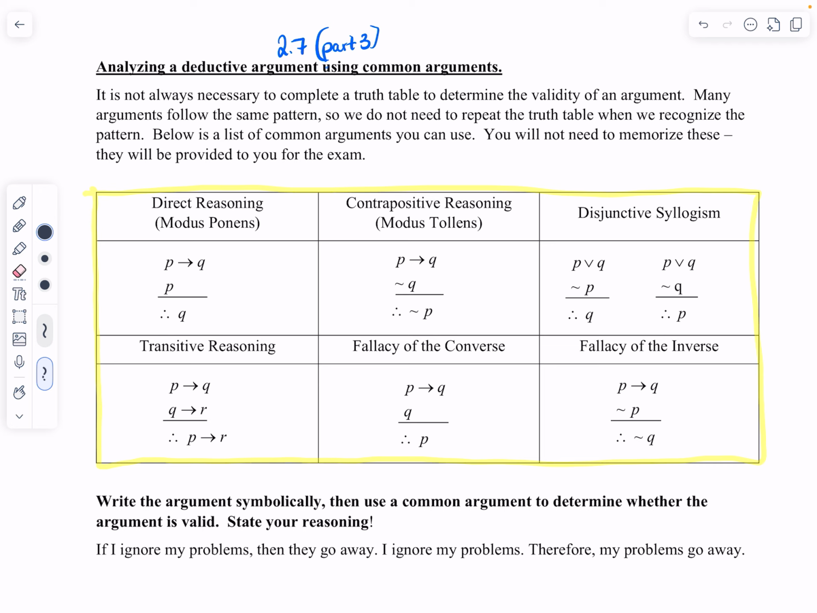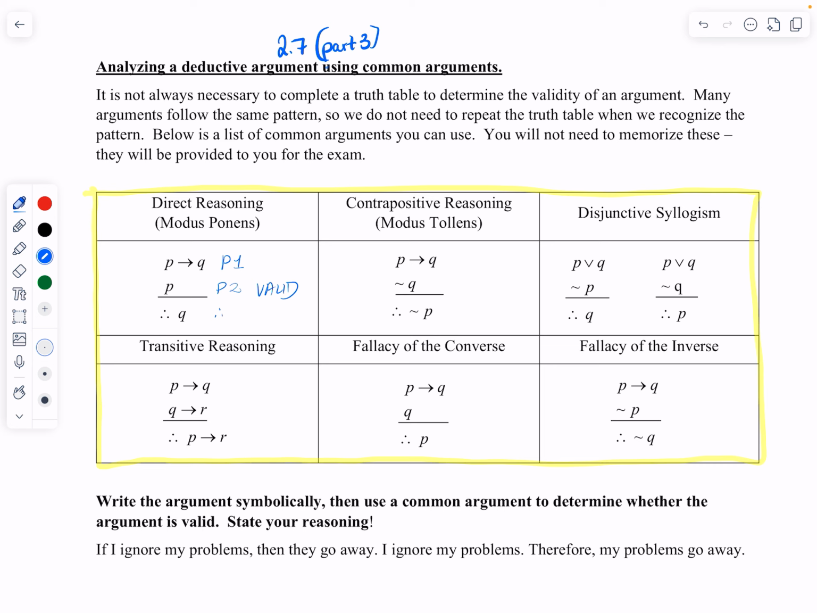So the first one we're looking at, in this yellow box here, is direct reasoning. If I have premise 1, if P then Q, and premise 2 is P, the conclusion is therefore Q. This is called direct reasoning. This would be a valid argument. All right, so let's look at the next one.